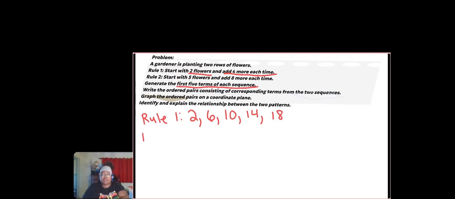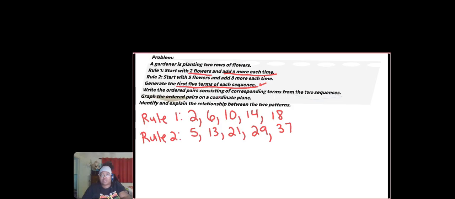Let's do the same thing for rule number 2. Rule number 2 wants us to start with 5 flowers and add 8 more each time. 5 plus 8 is 13. 13 plus 8 is 21. 21 plus 8 is 29. And 29 plus 8 is 37. So now we have our first 5 terms for that sequence. So we have completely done this first part.